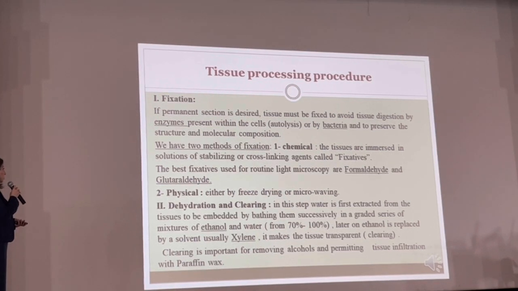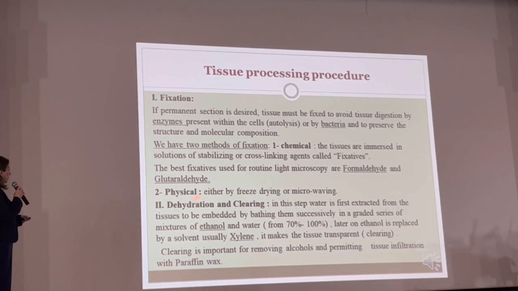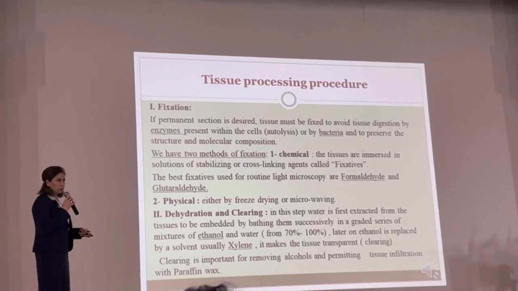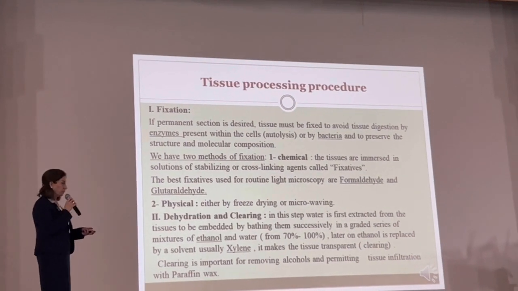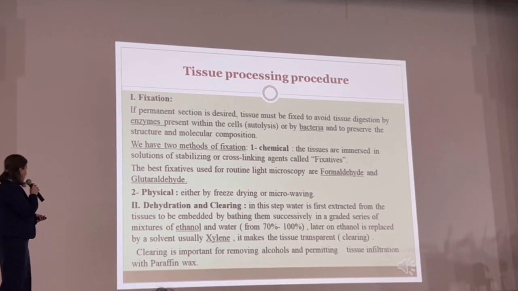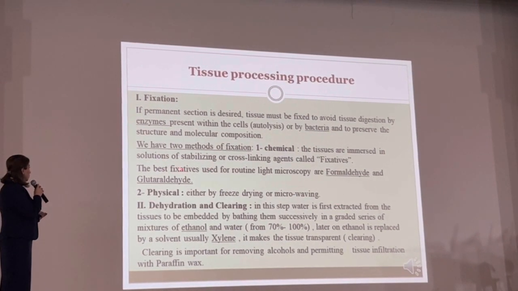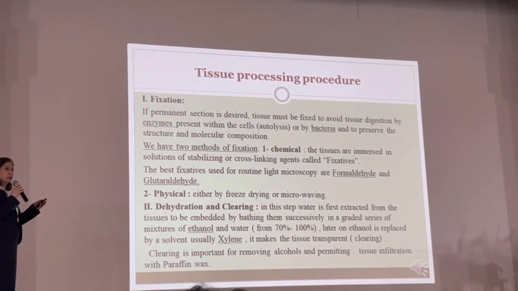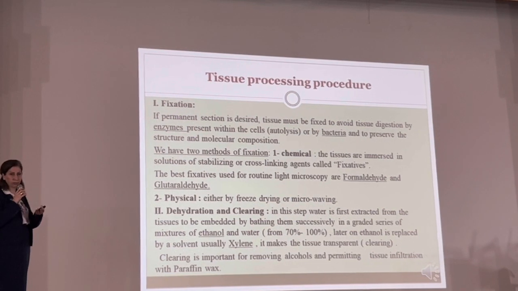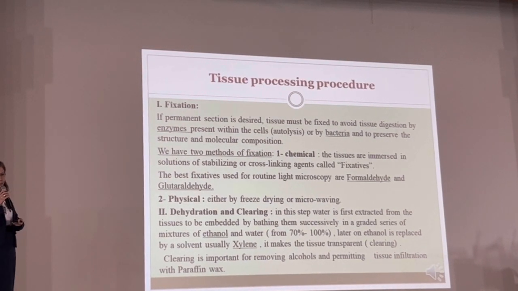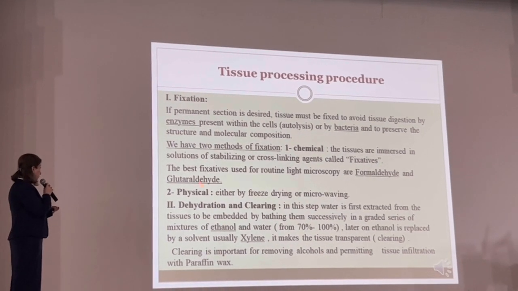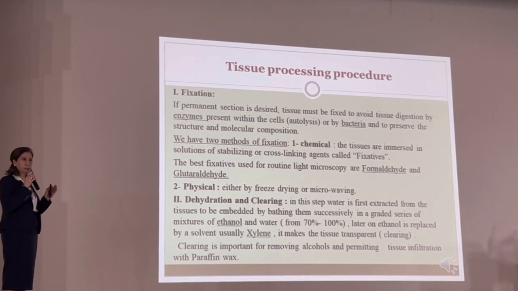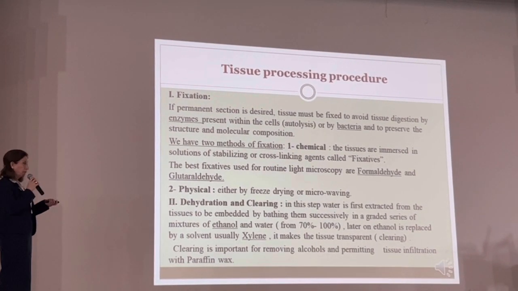We have two methods of fixation, as you studied: the chemical and the physical. For the chemical one, as the name says, we use different chemical agents to fix the tissues before examination. The physical one is by physical methods. Regarding the chemical ones, tissues are immersed in solutions of stabilizing or cross-linking agents like the fixatives. We have fixatives used for routine examination by light microscope, and others used for routine examination by electron microscope. The best fixatives used for routine light microscopy for undergraduates are formaldehyde and glutaraldehyde.